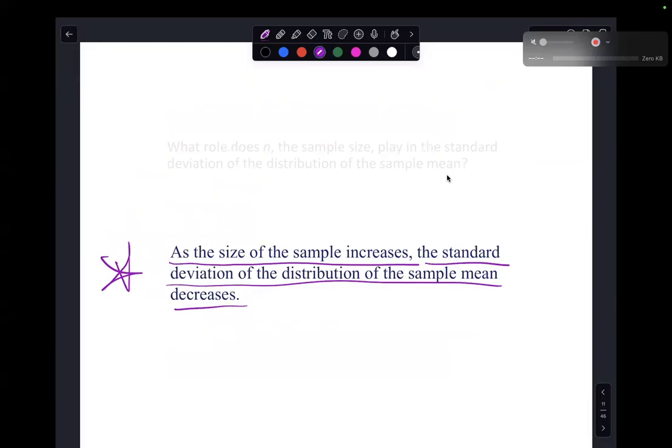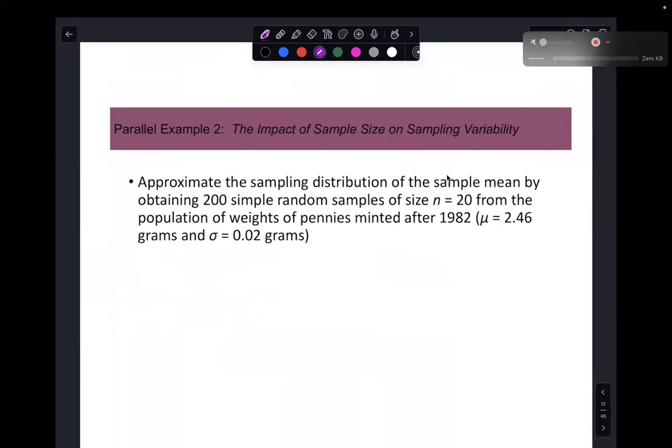And it makes sense, because if I'm taking sample sizes of 20, I'm probably going to be closer to the average weight, like that true population average. Taking samples of size 50, I'm probably going to be even closer to the population average. It makes sense that bigger sample sizes are going to get me closer to the mean. Therefore, it's a smaller standard deviation. And I do have an illustration of this in a second.